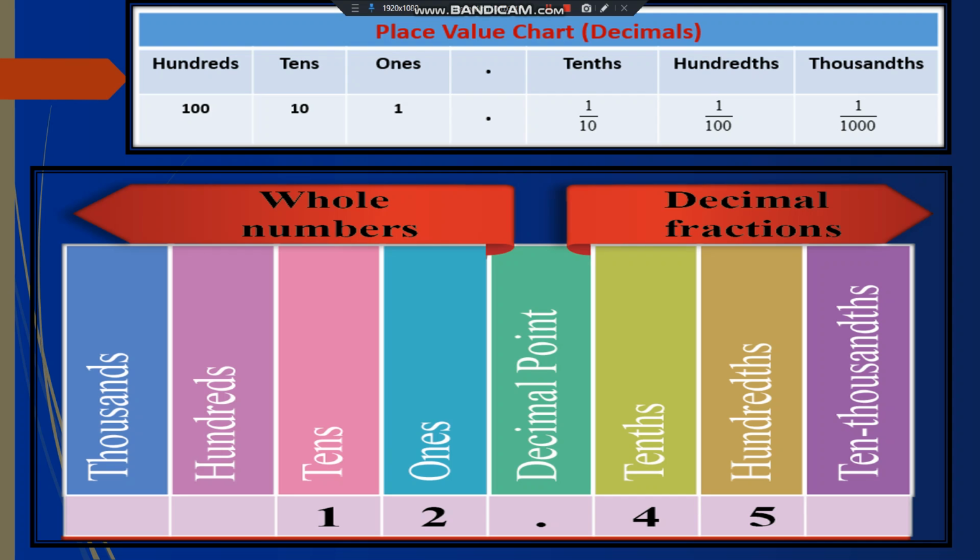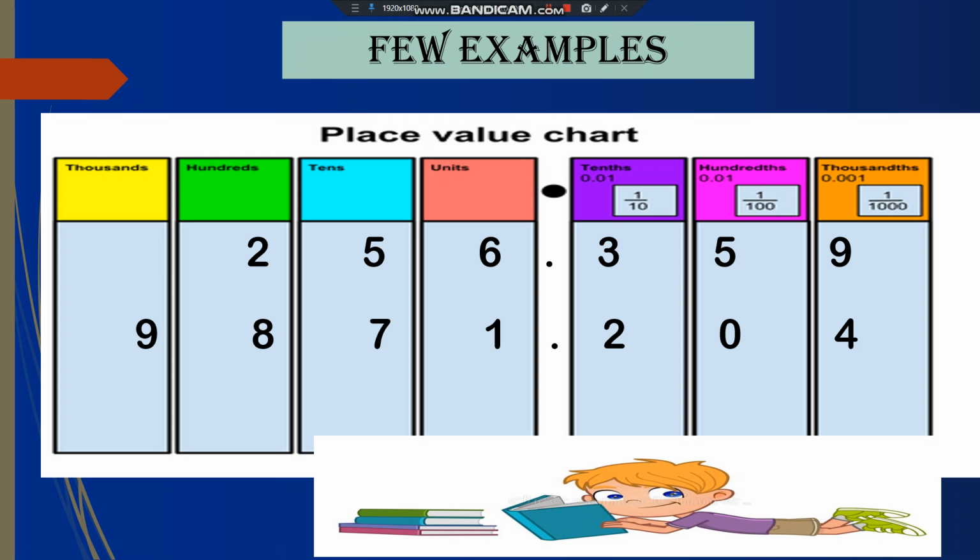Okay, so the left part is the whole number part, which follows the same place value: ones, tens, hundreds, thousands, whereas the right part of the decimal is the decimal fraction, which follows tenths, hundredths, thousandths, ten-thousandths, etc. Okay, let's see some examples.